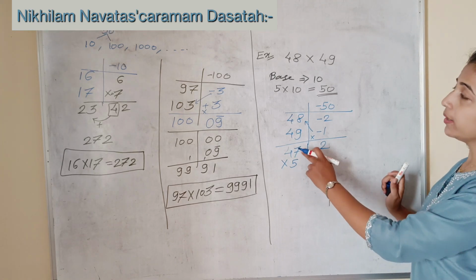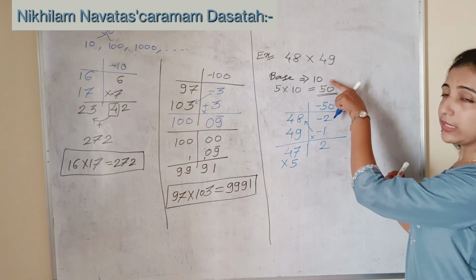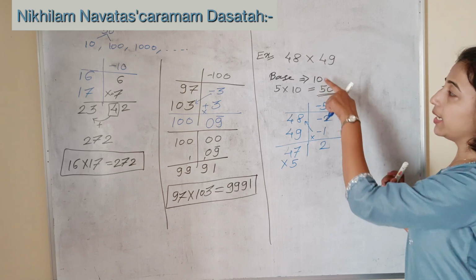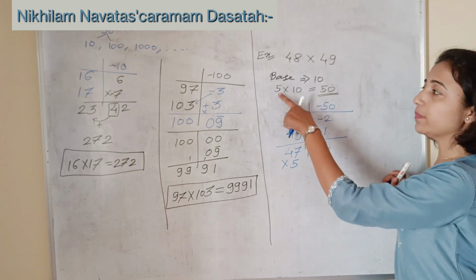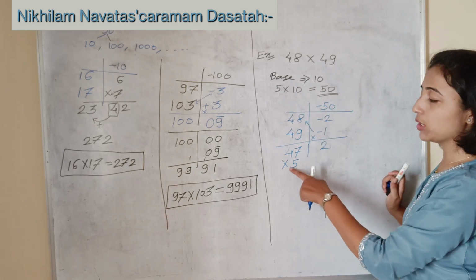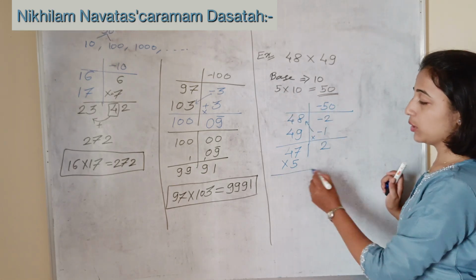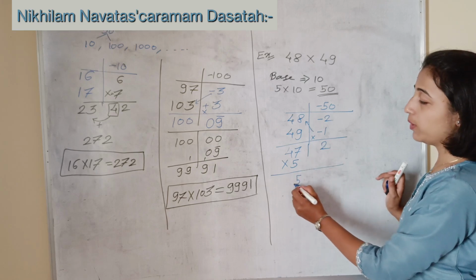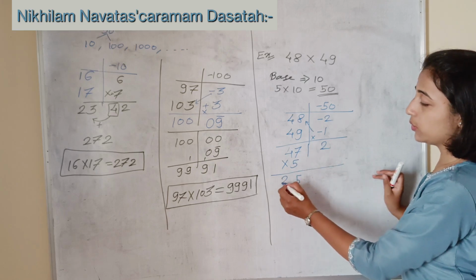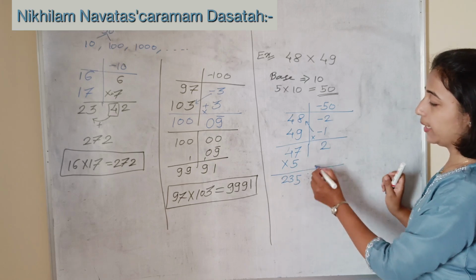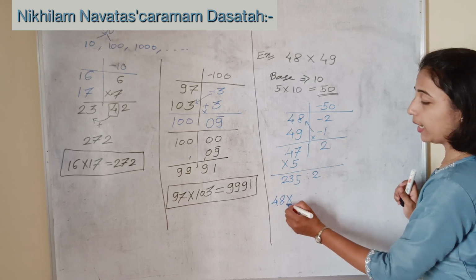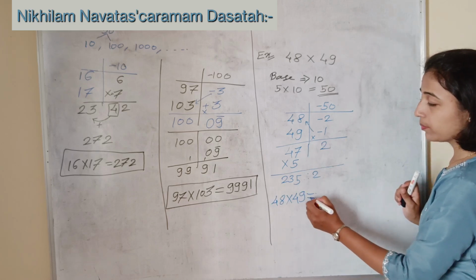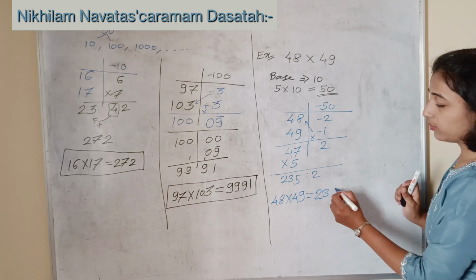Why are we multiplying? Because our actual base is 10, and both of these numbers are nearest to the 50. So to get this 50, we need to multiply 5. That's why here also you have to multiply by 5. So if we multiply this number by 5, it is 235, and this number is 2. That means the product of 48 and 49 is 2352.